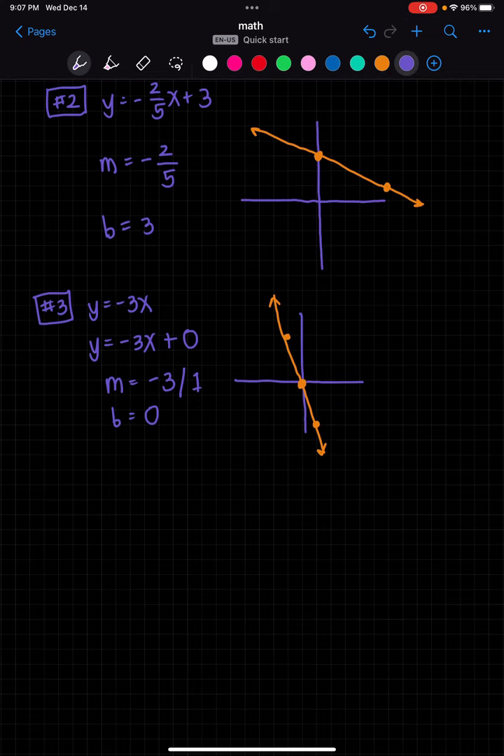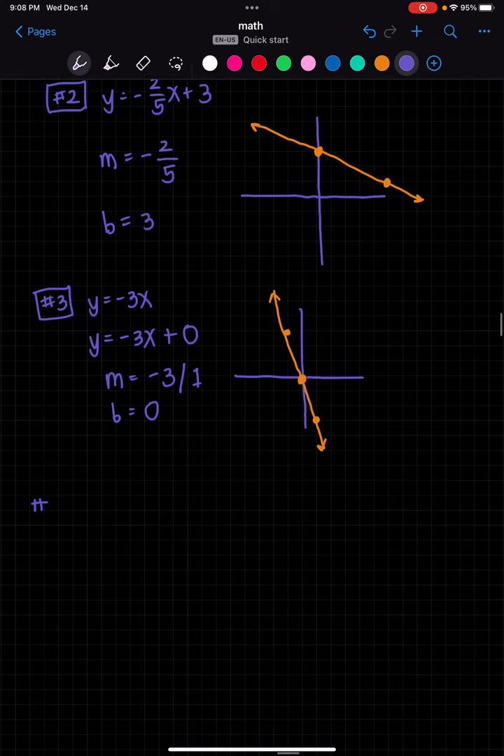Okay, and then the last one is kind of a trick or a special case. This is x is equal to 4. Now, notice that this one is x equals instead of y equals. So when you get an equation that just says x equals, that is a straight vertical line. It doesn't have a slope and it doesn't have a y-intercept because it's x equals, not y equals. And so when it doesn't have a slope or a y-intercept, what that tells me is that the slope is undefined, and an undefined slope is straight up and down.